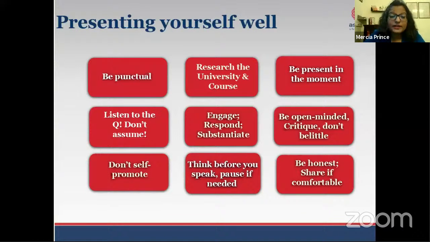A very important one is don't self-promote, but also don't hold yourself back from saying what is true to you and who you are. But don't self-promote. You've put down all your information in the application form, in your personal essays, in your assessments, so we've got a lot of information about you, right? So use this as a conversation. Don't use this as a place to promote or market yourself.